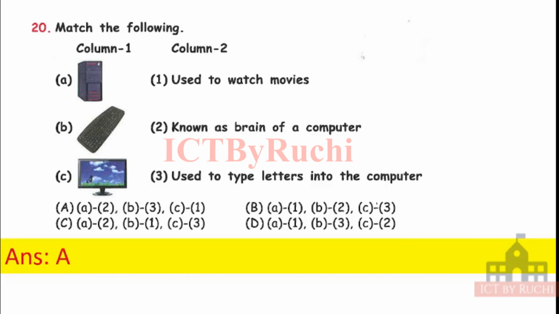Answer is A. CPU is brain of a computer. Keyboard is used to type letter into the computer, and C is one, monitor or TV is used to watch the movies.